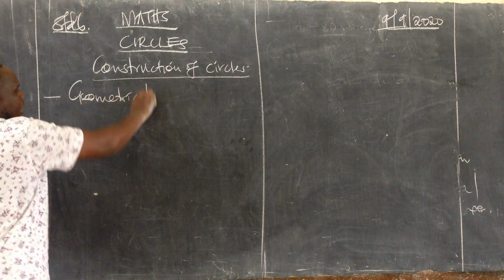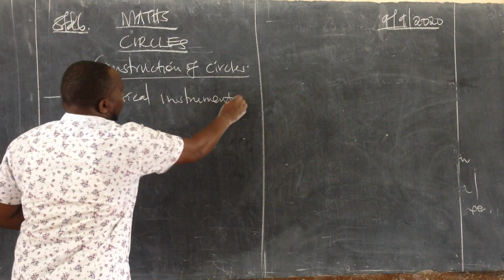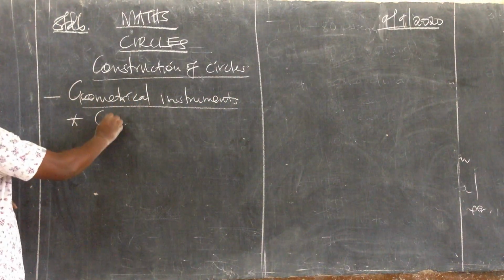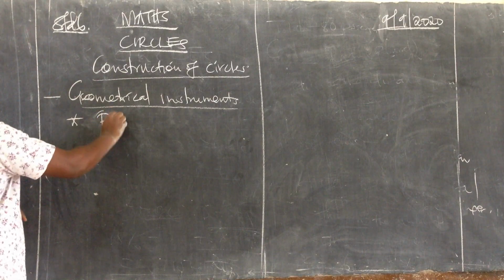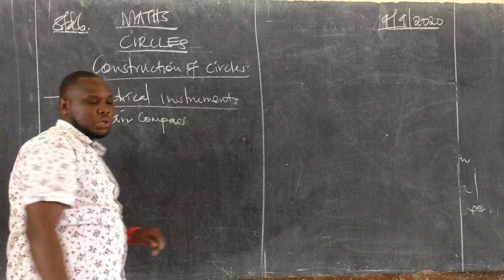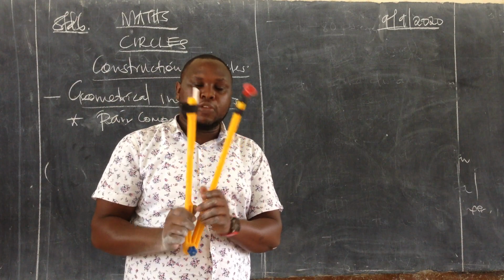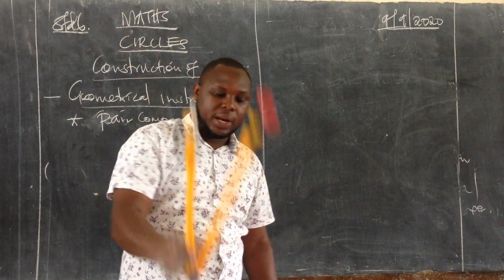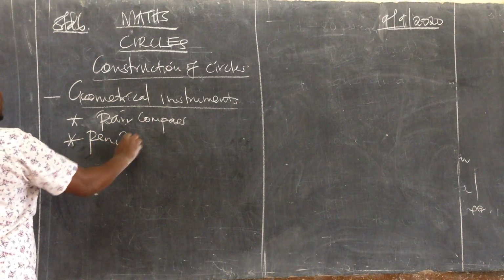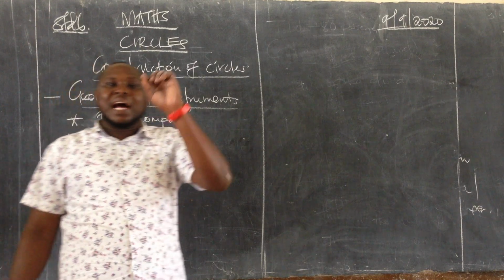The instruments. And what do I require from you? I need a working compass, a pair of compasses. This is what we call a compass. You'll see something like this in a geometrical set if you have one. So ensure that you have this one. You have a pencil, and the pencil should be sharp. A sharp pencil, so that you make a thin line.